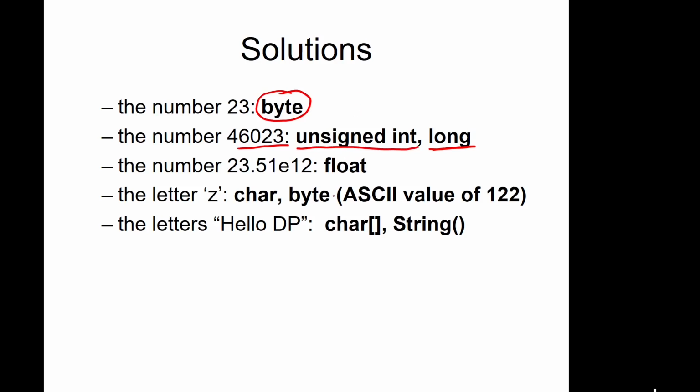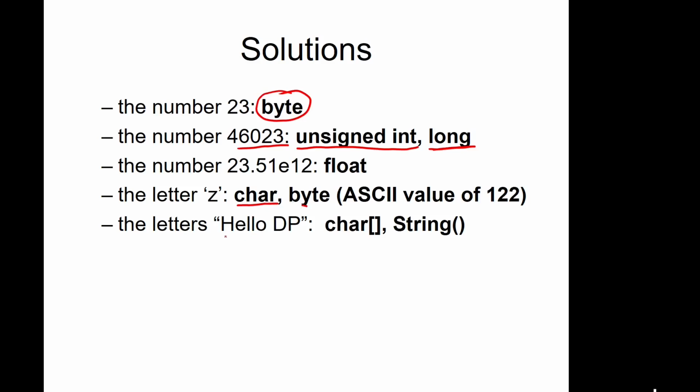So if you continue with this exercise, we'd find the number 23.51e to the 12 to be type float. The letter Z is a character. It's also a byte. So if you look up the ASCII table, the value of Z is 122. So any single character is going to be in the range of 0 to 255. So any character can be classed as a byte or it can be classed as a character.